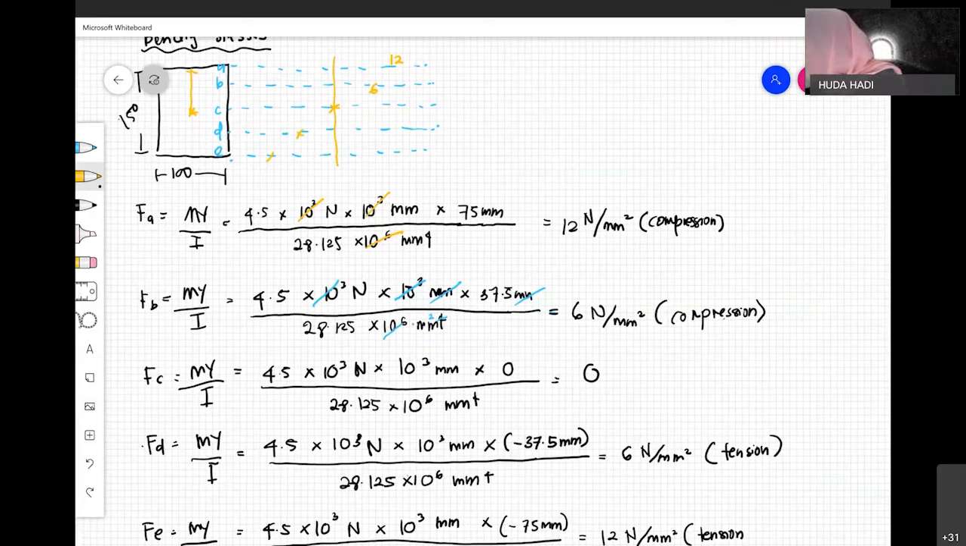Boleh sambung kan? Pandai-pandai lah you. Dia sepatutnya dia akan dapat satu garisan yang cantik lah sebenarnya. Okay. Ini 6, ini 12.